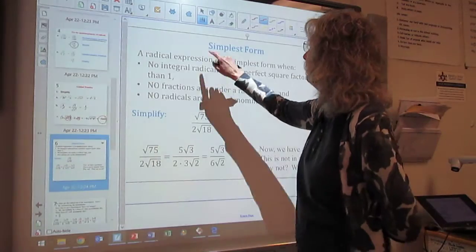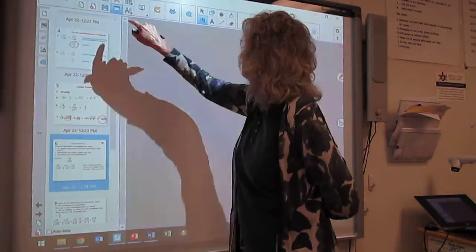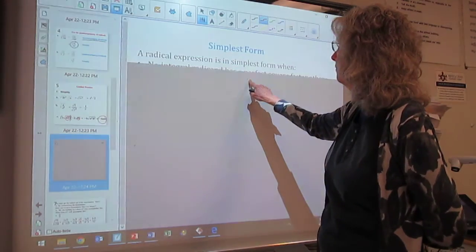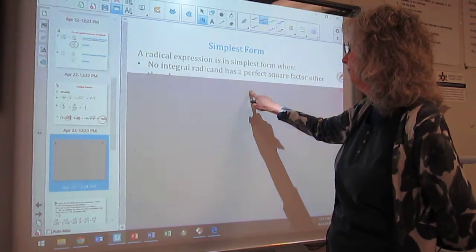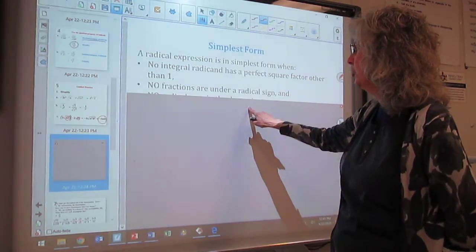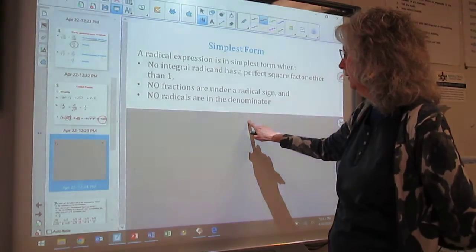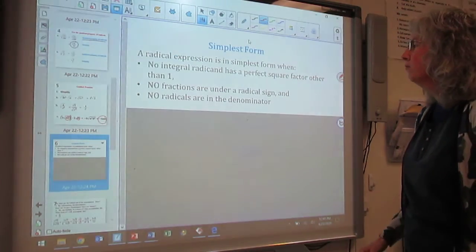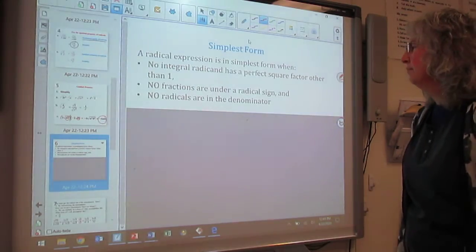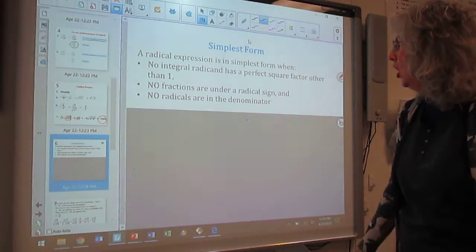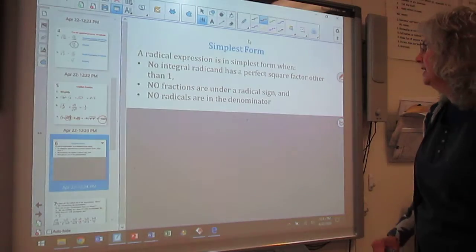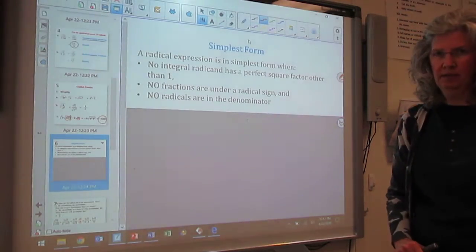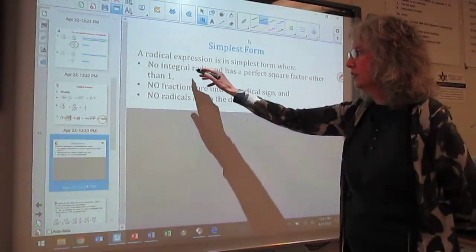Now we need to talk about simplest form. Please make sure you read this entire section in your book before you go and do your homework. A radical expression is in simplest form when no integral radicand has a perfect square factor other than 1. Okay, integral is referring to an integer.